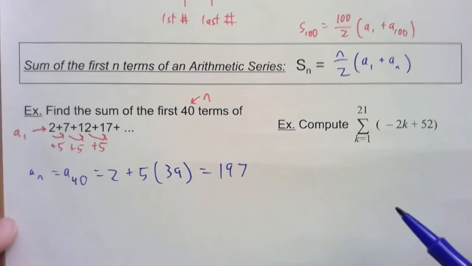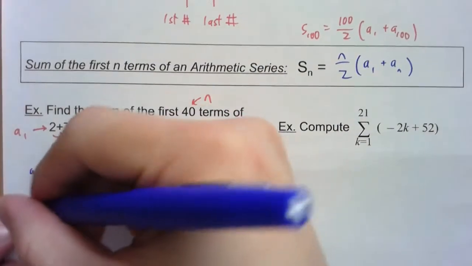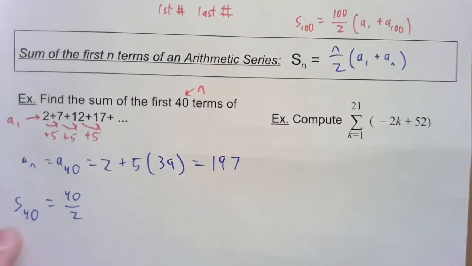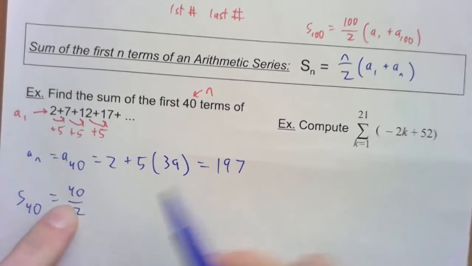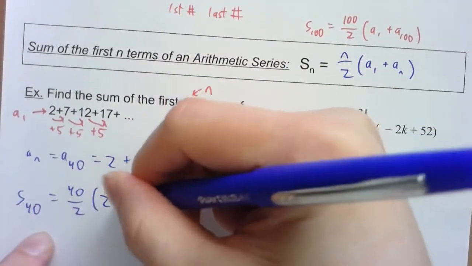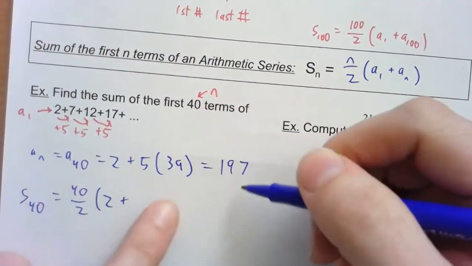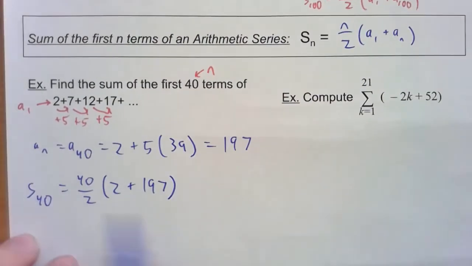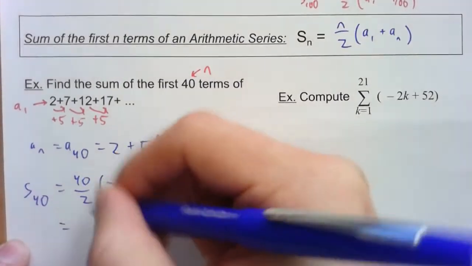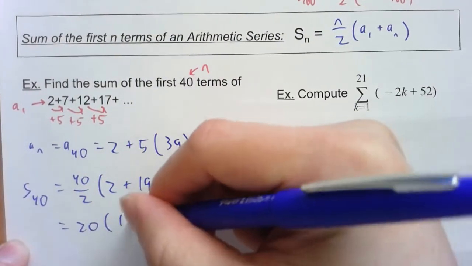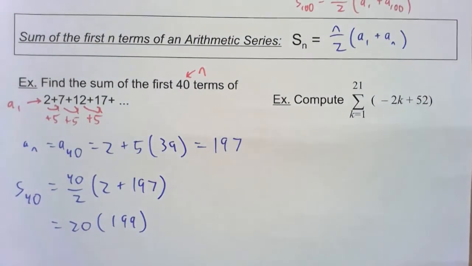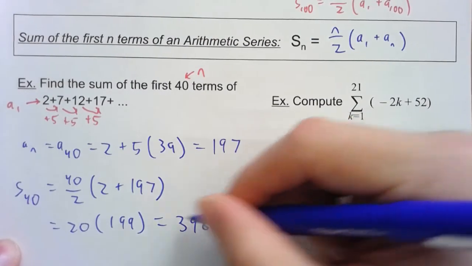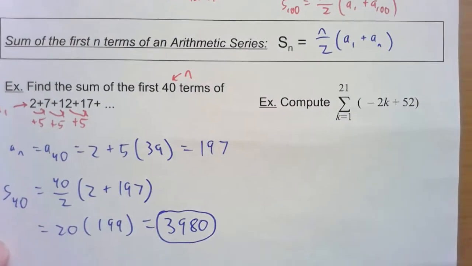So then we've got all the pieces for the formula that we need. We can say S sub 40 is 40 divided by 2. Again, this means the sum of the first 40 numbers. n was 40, a sub 1 was 2, and then a sub n, a sub 40, the last number, 197. You can type that in your calculator as is if you like, or you can simplify that a little bit first. At that point, you probably want a calculator. This ends up being 3,980.